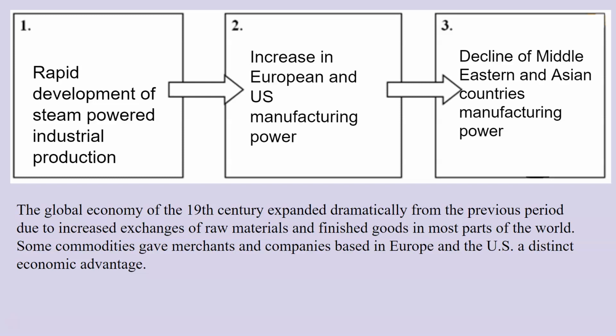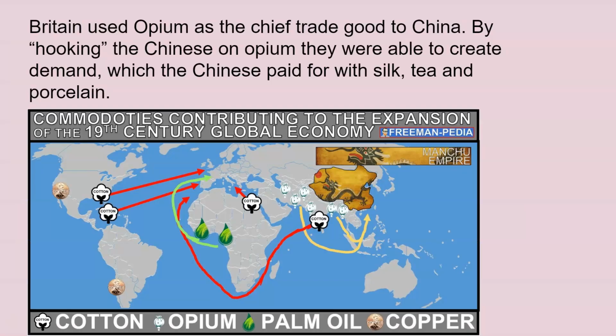So as the global economy of the 19th century expands dramatically from the previous period due to increased exchanges of raw materials and finished goods in most parts of the world, such commodities gave merchants and companies based in Europe and in the U.S. a distinct economic advantage. And a lot of it's because, first of all, the building blocks of coal and iron are much more abundant in those areas than elsewhere, but also they're the early adopters of these processes.